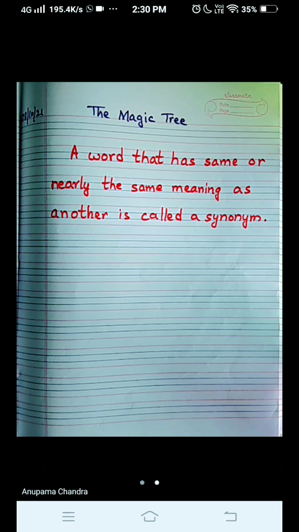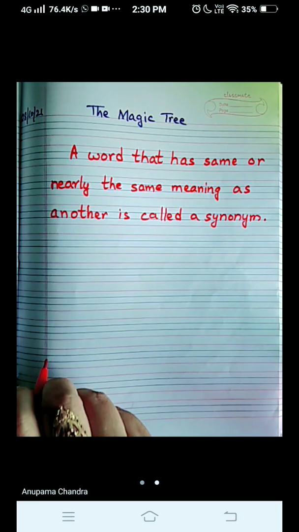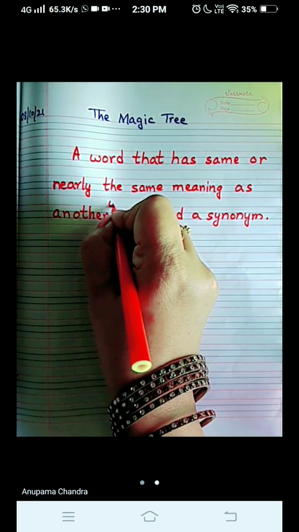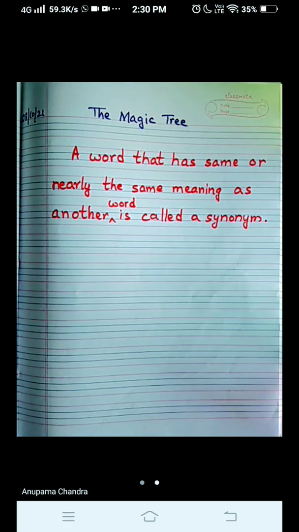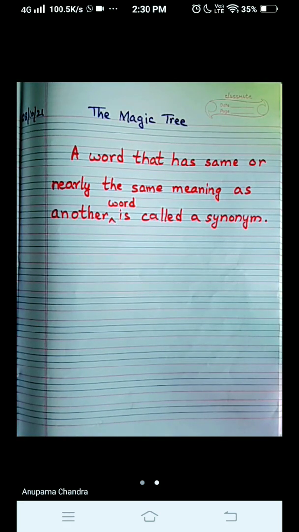So this is the definition. A word that has same or nearly the same meaning as another word. You should write word here, children. Another word, W-O-R-D, is called a synonym. Okay. Now we can start with the question.